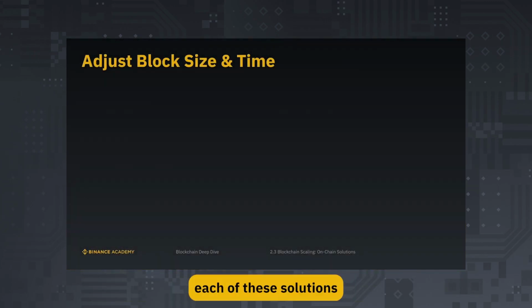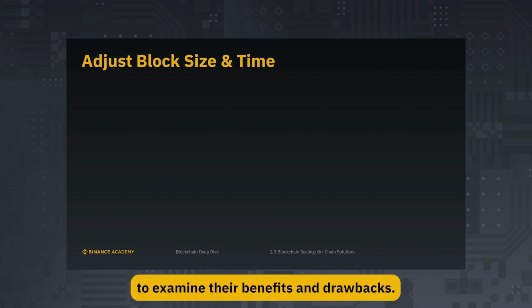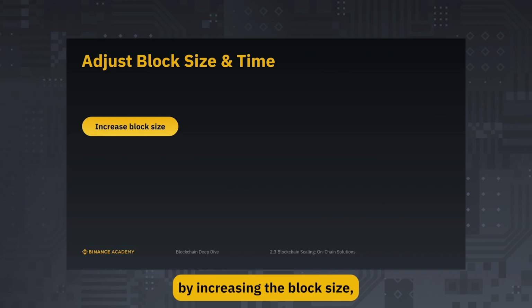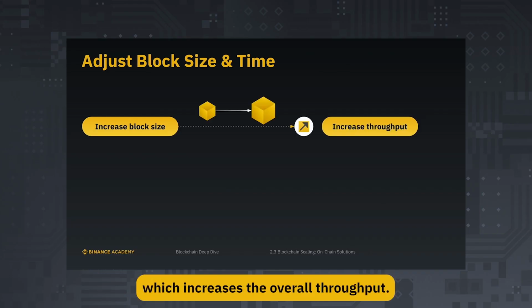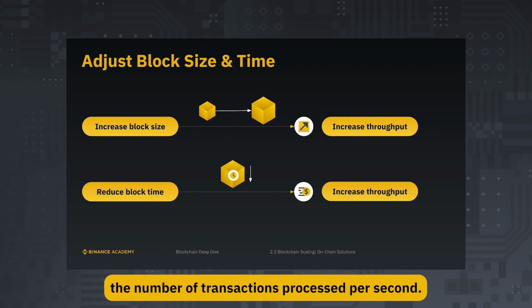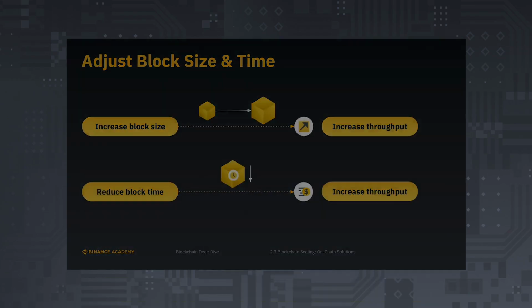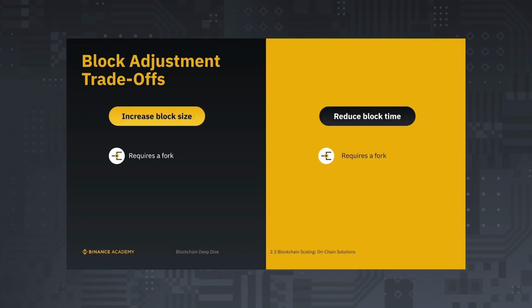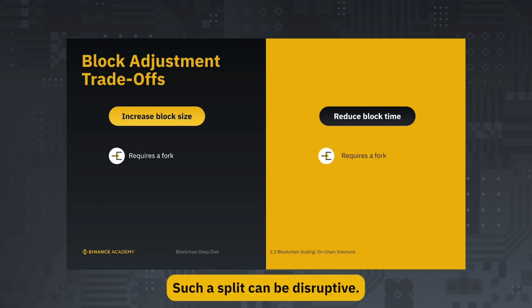Let's take a closer look at each of these solutions to examine their benefits and drawbacks. As we've learned in the first section of this course, a blockchain can accommodate more transactions within each block by increasing the block size, which increases the overall throughput. Similarly, reducing block time can increase the number of transactions processed per second. But these two methods have a few critical trade-offs. They usually require a fork, which may split the community. Such a split can be disruptive.